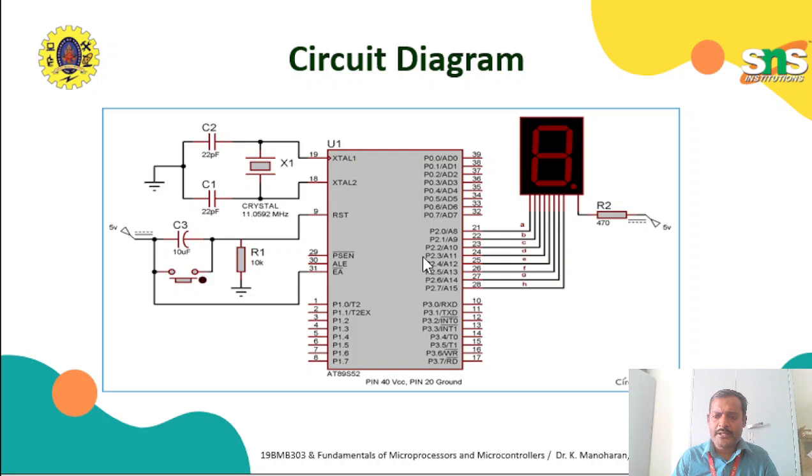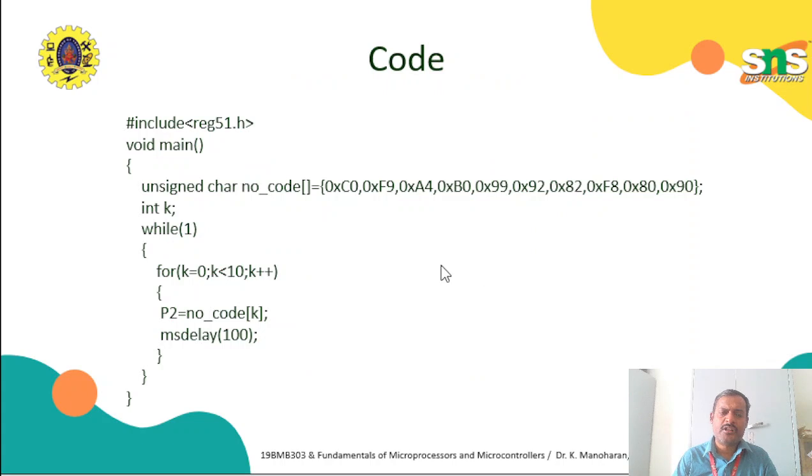Look at the circuit diagram. This is the microcontroller. I am taking 8 segments from port 2 and connecting them to the 7 segment display. Look at the program. I am taking an unsigned character array for all the lookup table data. We have 0 to 9, a total of 10 data. I am taking this from that lookup table. 0x indicates hexadecimal data. I am taking an integer k.